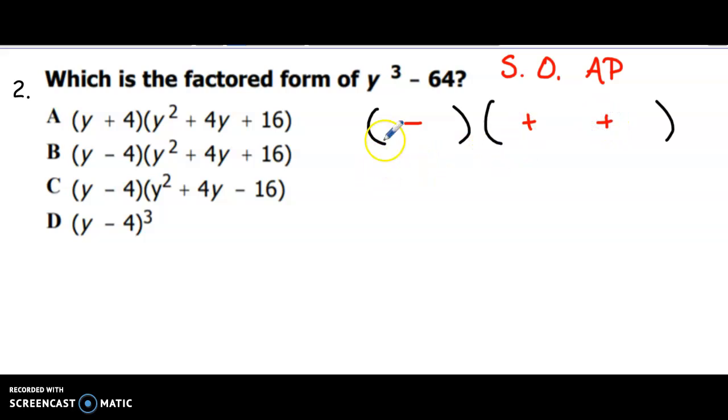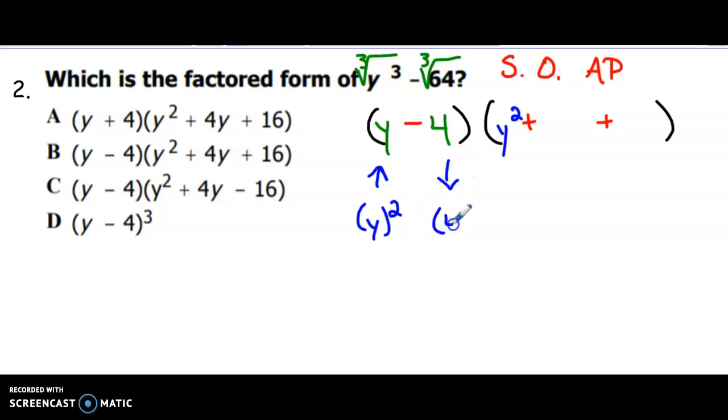I take the cube root of y cubed, that gives me y. I take the cube root of 64, that gives me 4. Then here, I'm going to take this term and I'm going to square it. That gives me y squared. Then I take this term and I square it, and it gives me 16. And then the last thing I do is I multiply these two quantities in the first parentheses together to get 4y. So here is my correct answer, B.